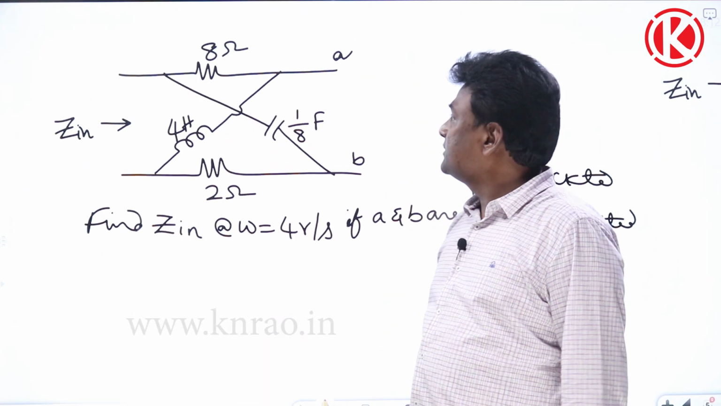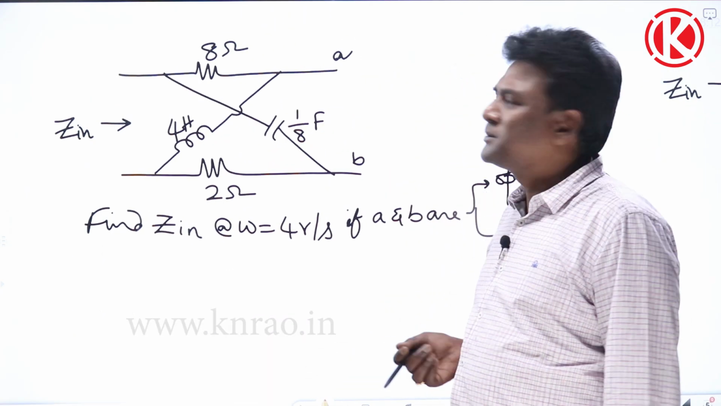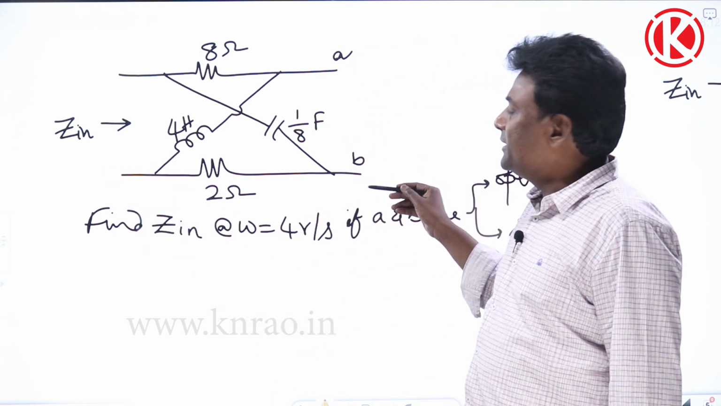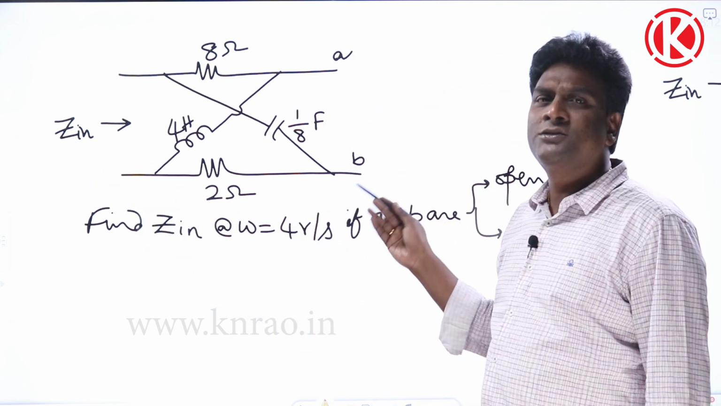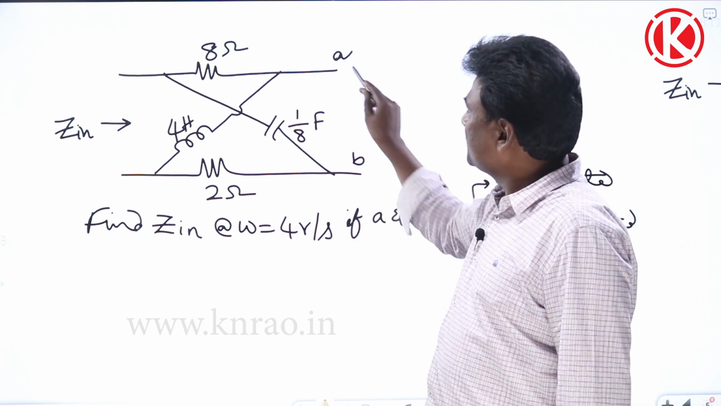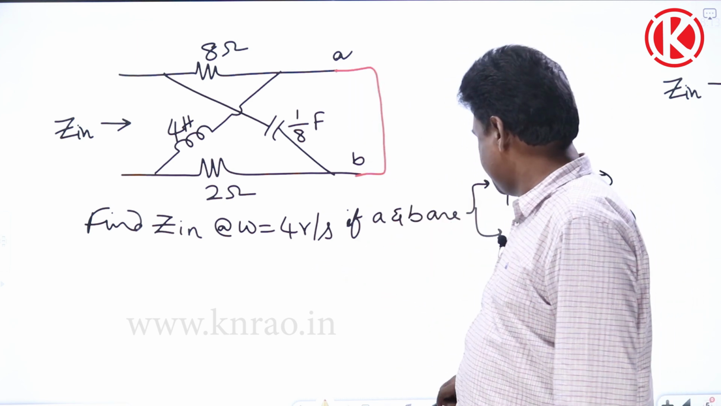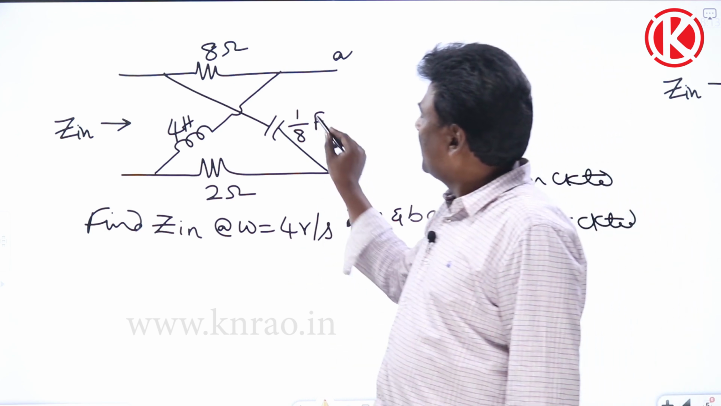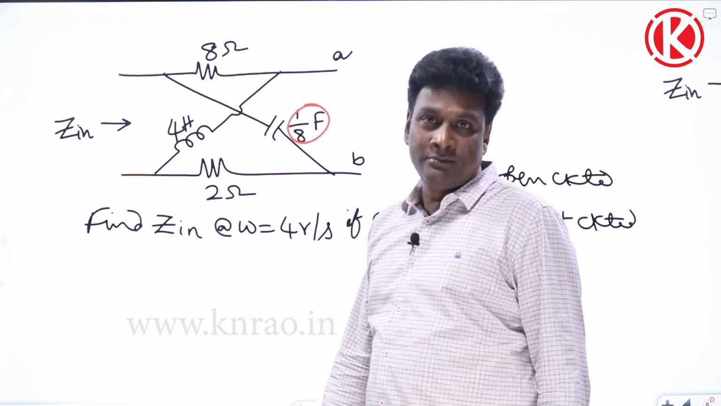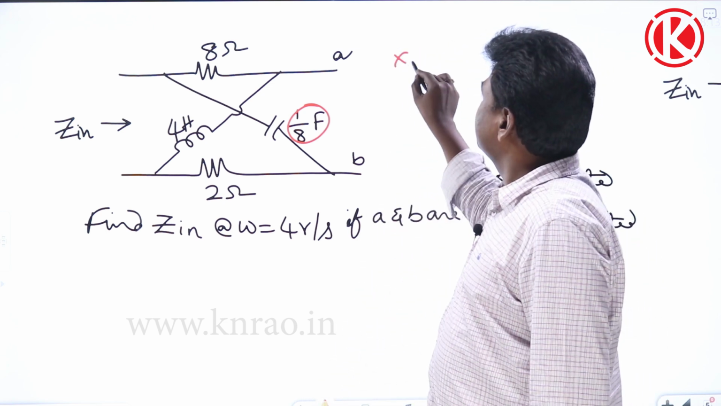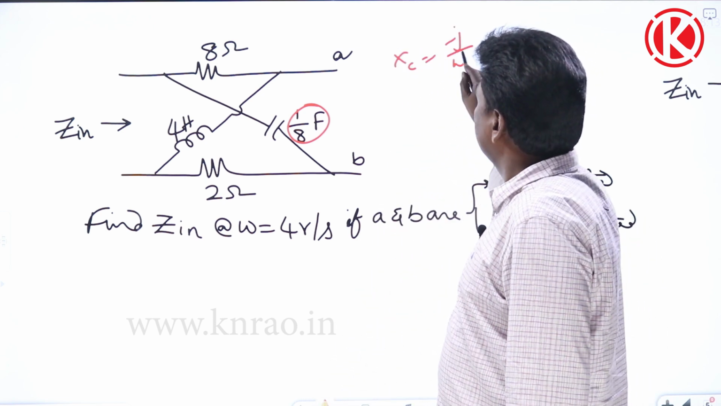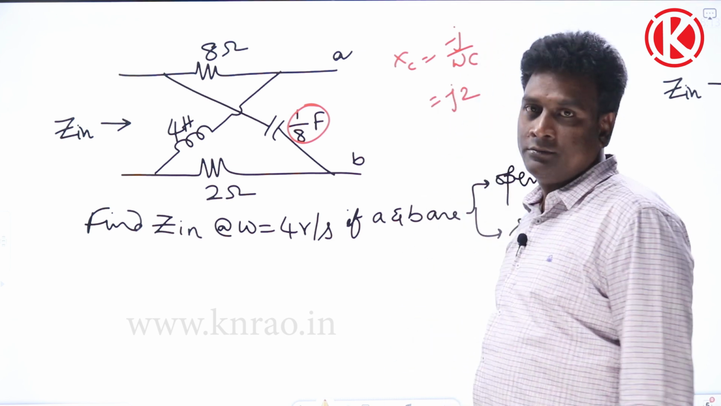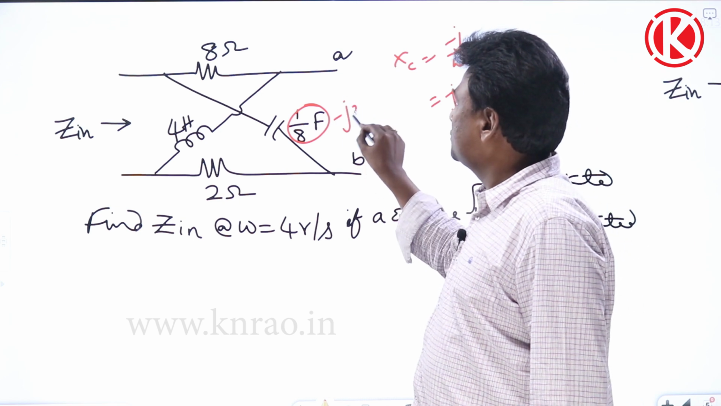Okay. Now let us think of this problem. This problem also I collected from Hyderabad. Find Zn input impedance when AB are open circuited, AB short circuited. AB open circuited and AB short circuited. Okay. Now let us see omega they have given 4 radians per second. And capacitance can be converted into sinusoidal analysis, right? Xc equal to minus J by omega C. This is going to be minus J2.